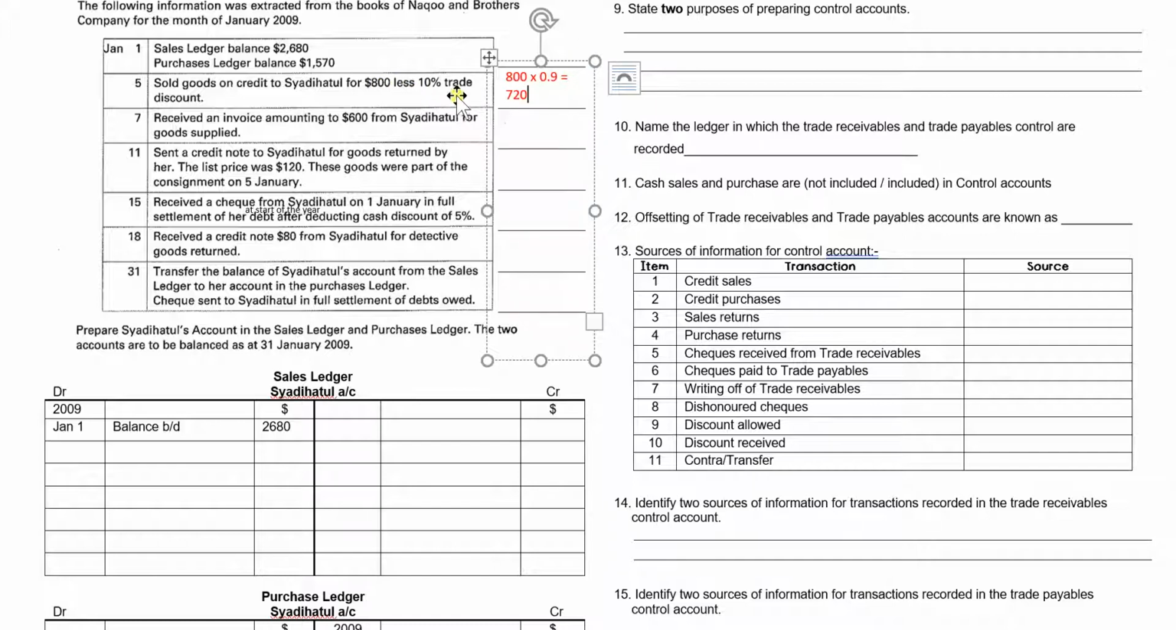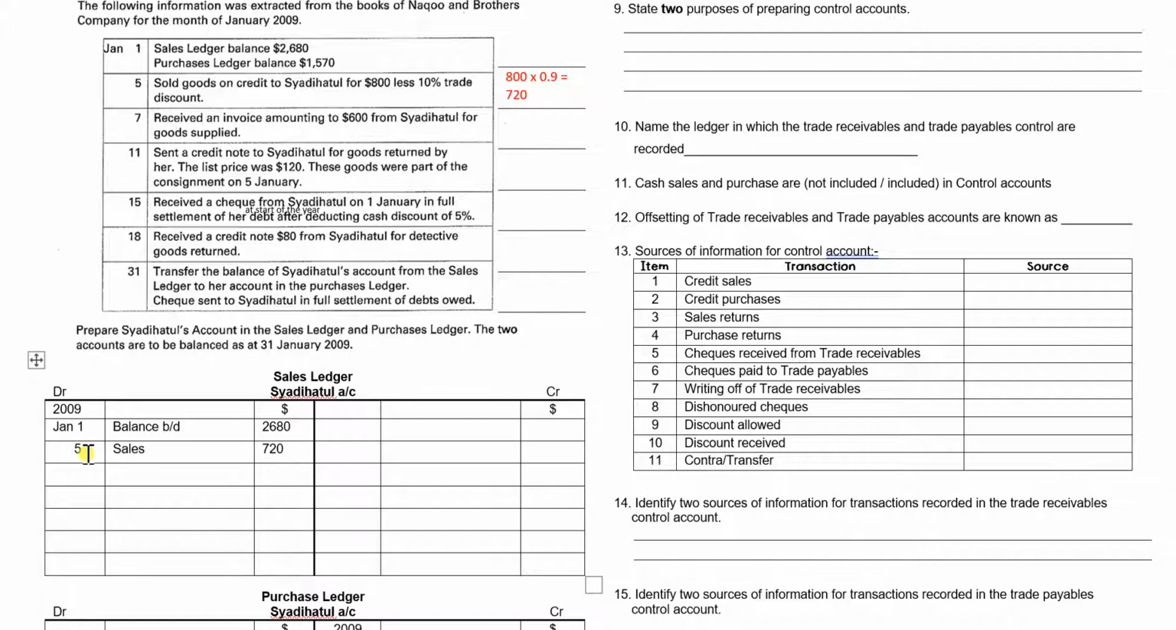Because you're less 10%, so you are actually paying for 90%, so 800 times 0.9, so it's 720. So sales to her, so on the 5th you sell to her, so the amount is 720.